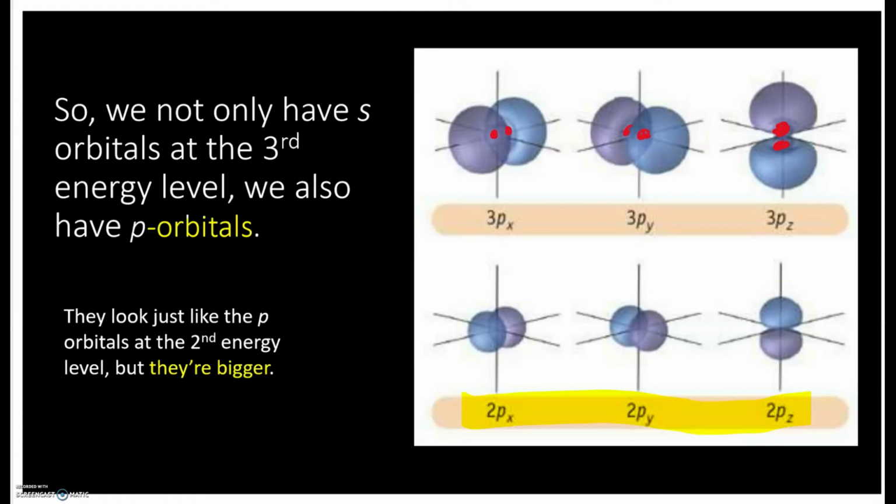And let's also remember that we have this new shape that we haven't seen yet, only at n equals 3 and beyond. So what's this one going to look like? Let's take a look.